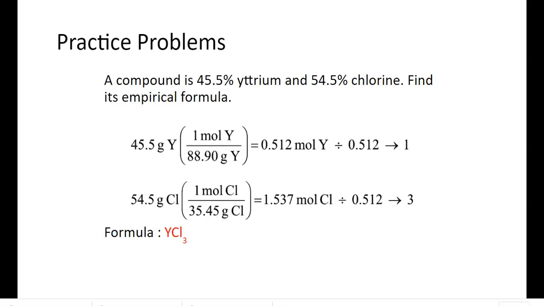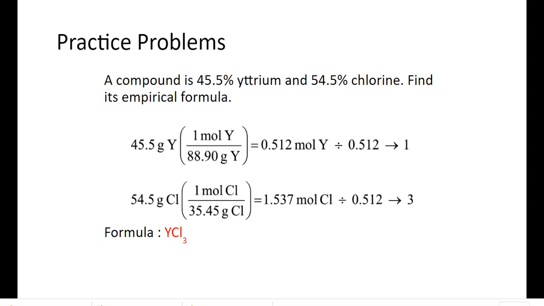I have 54.5, and its molar mass is 35.45. We know that from the last problem. Okay, when you take that and do the math, you get 1.537 moles. Okay, 0.512 is the smaller of the two, so we're going to divide each by that.